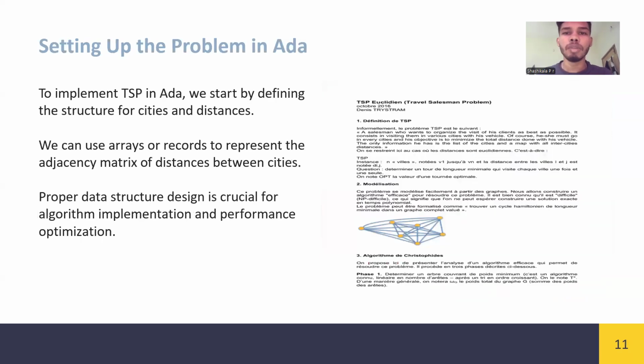So next, setting up the problem in Ada. To implement the TSP in Ada, we start by defining the structure of the cities and the distances. We can use arrays or records to represent the adjacency matrix of the distances between the cities. A proper data structure design is crucial for the algorithm's implementation and performance optimization.